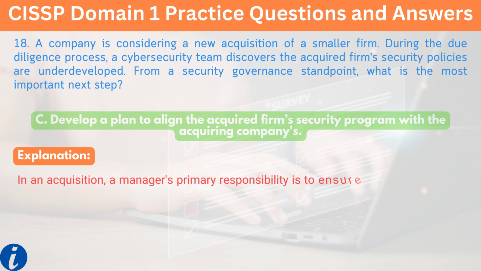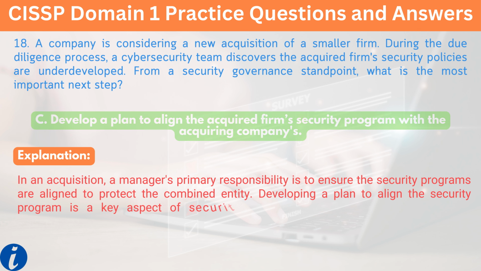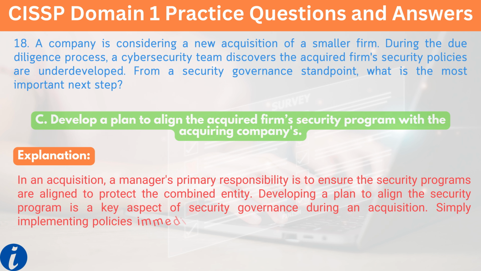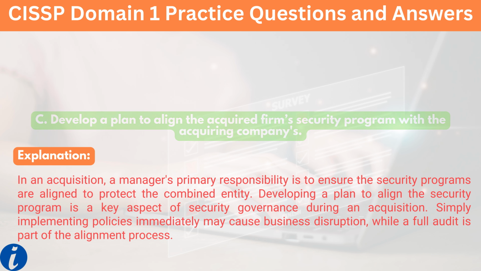Develop a plan to align the acquired firm's security program with the acquiring company's. Explanation: In an acquisition, a manager's primary responsibility is to ensure the security programs are aligned to protect the combined entity. Developing a plan to align the security program is a key aspect of security governance during an acquisition. Simply implementing policies immediately may cause business disruption, while a full audit is part of the alignment process.